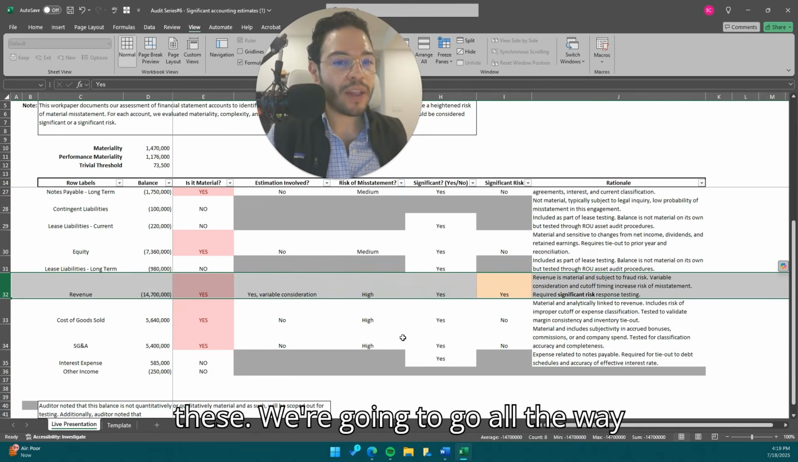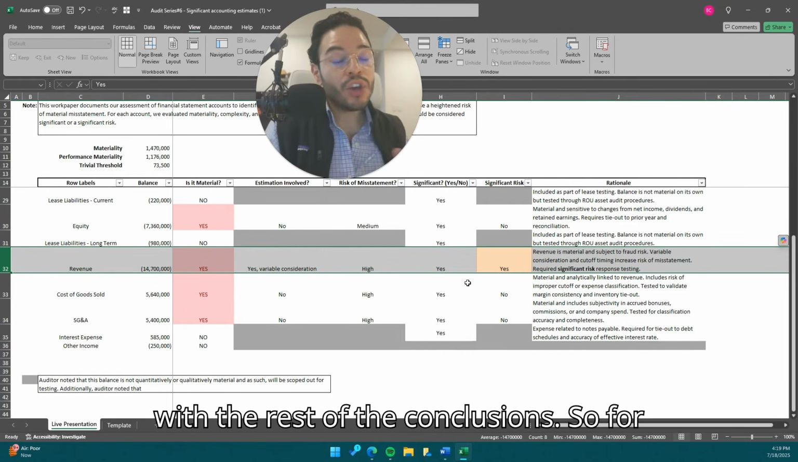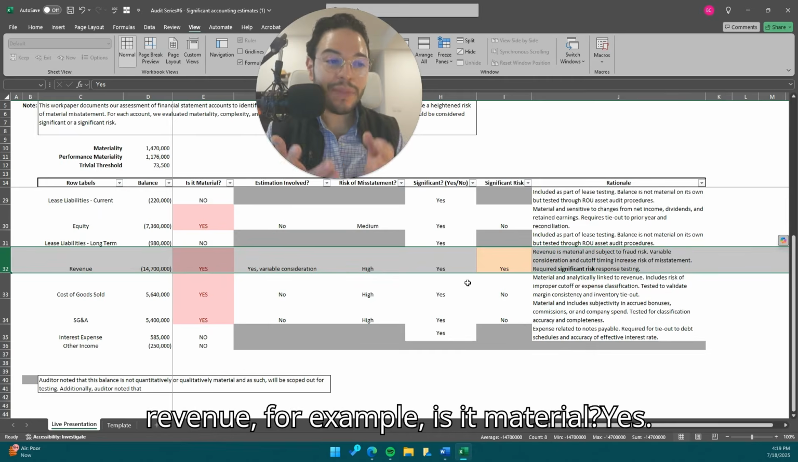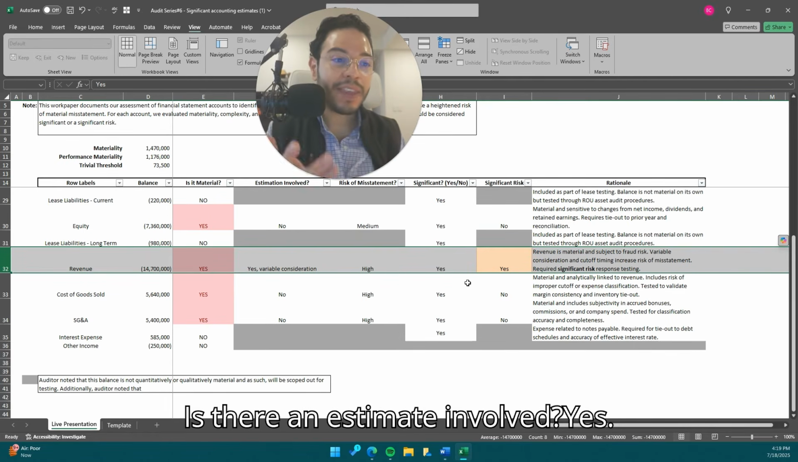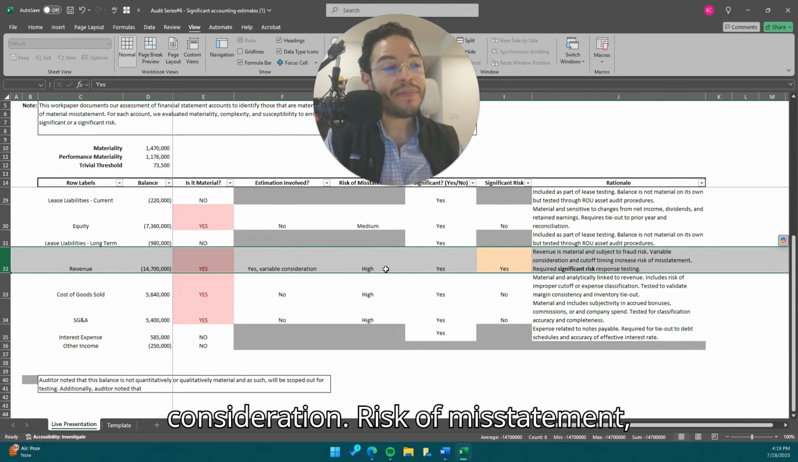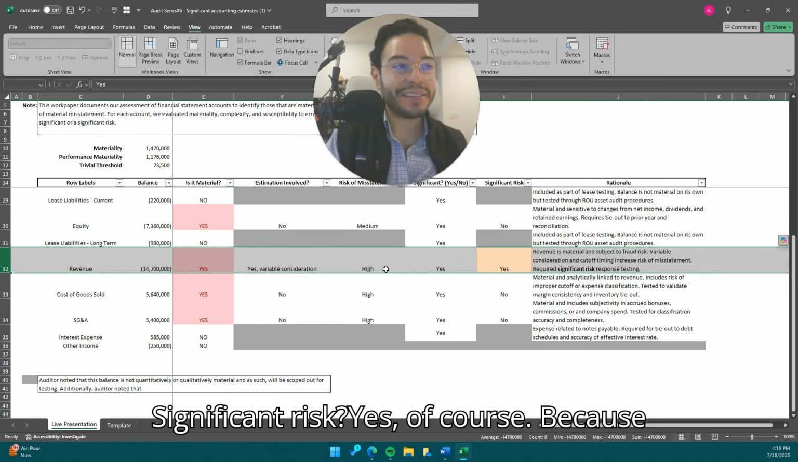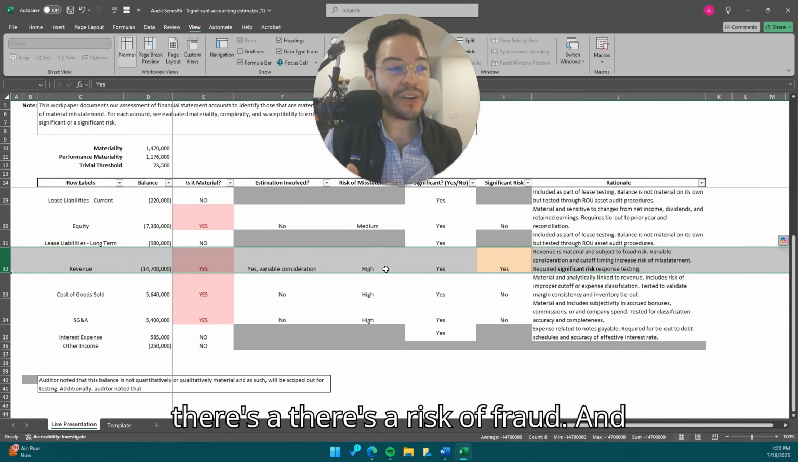We're going to go all the way to revenue because, again, you guys can read through how we came up with the rest of the conclusions. So for revenue, for example, is it material? Yes. Is there an estimate involved? Yes. Variable consideration. Risk of misstatement? High. Is it significant? Yes. Significant risk? Yes, of course, because there's a risk of fraud.